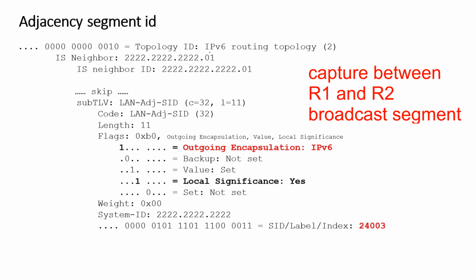Same is for IPv6. Adjacency SID is locally significant, and this is the label value assigned for the IPv6 adjacency SID. So we can see this is the LAN adjacency SID.